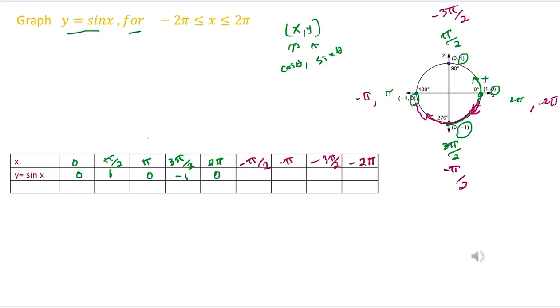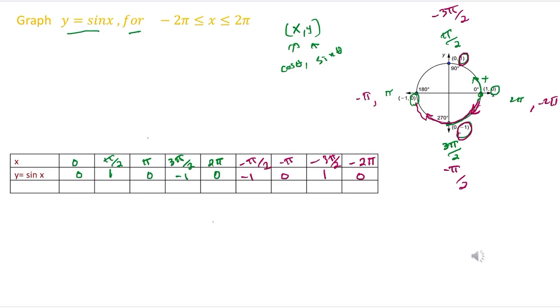Now, how are we going to find the values for the sine? Remember, sine is the y coordinate. So sine of negative pi over 2 is negative 1. Sine of negative pi is 0. Sine of negative 3 pi over 2 is 1. And sine of negative 2 pi is simply 0. Once you do this, all you have to do is draw your x and y axis, and you're done with it. So let's do that.